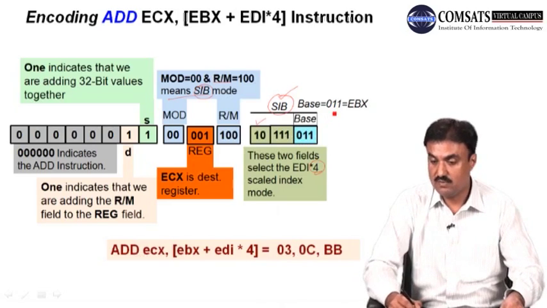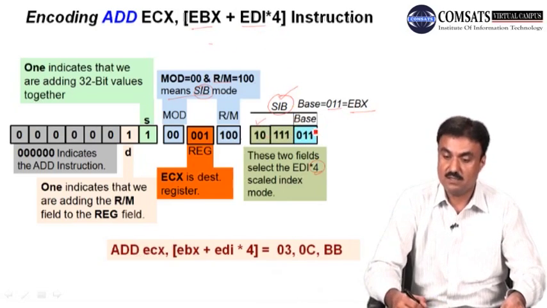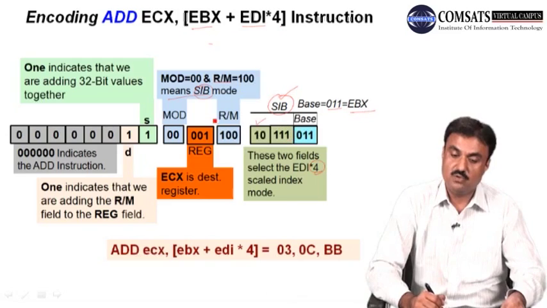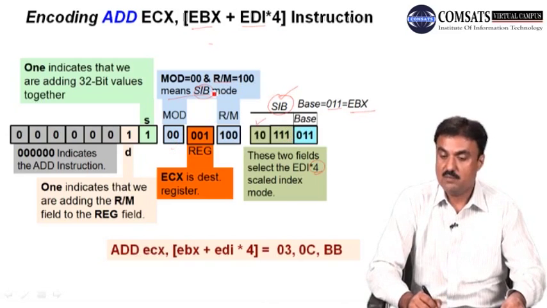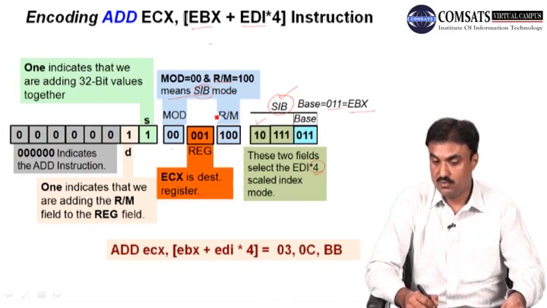So base is equal to 0, 1, 1, which means we are using EBX. So EBX, EDI multiplied by 4. It's everything done by the SIB byte. Now mode is equal to 0, 0, and RM is equal to 1, 0, 0. So we are using the SIB mode.